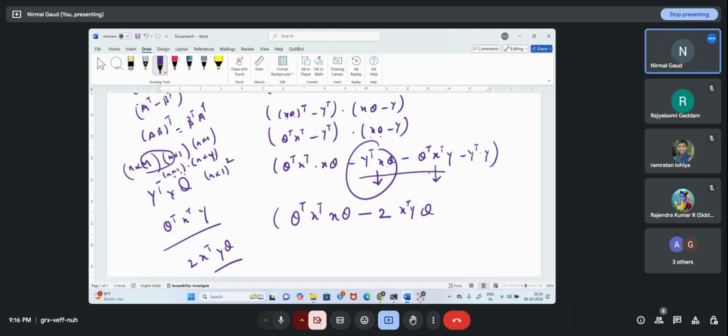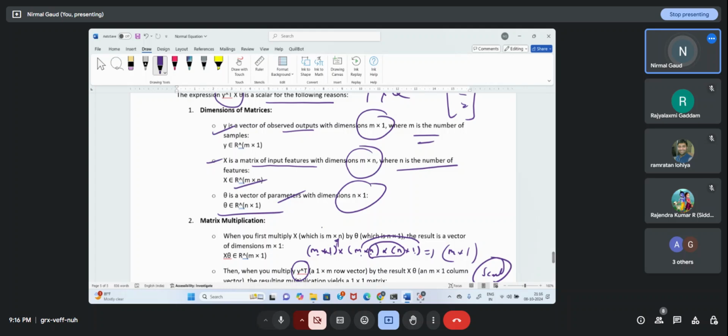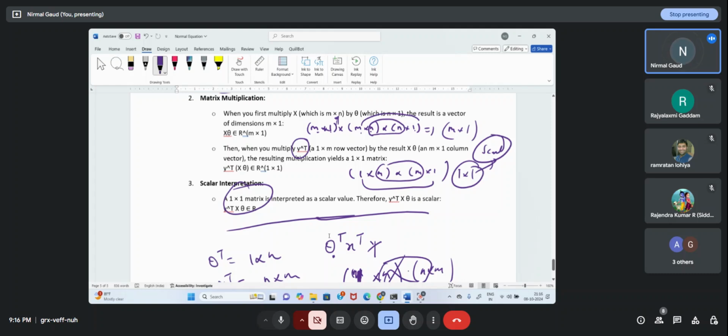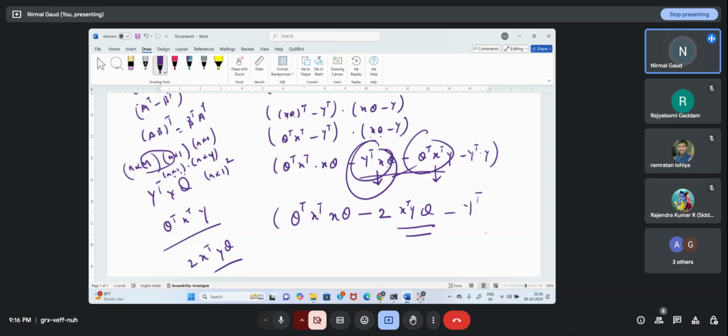So we have to actually do the differentiation. This is the cost function. We'll be doing the differentiation ahead. Right now, just by seeing the dimensions of the matrices, we are saying that it is a scalar representation. So y transpose x theta is a scalar quantity, and the same thing is with this one also. Both of them are scalar quantities. So I am replacing it with 2 times x transpose y theta, and the rest is the same, minus y transpose y, let it be.